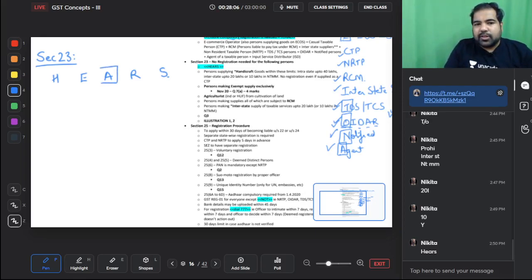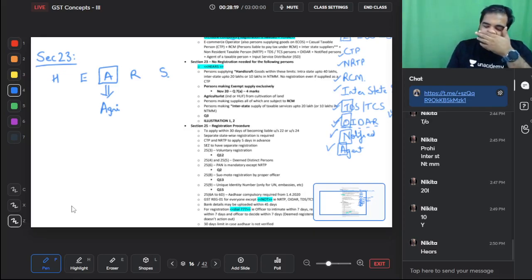First is agriculturist. Guys, agriculturist means not a company, but only an individual or an HUF can be an agriculturist, like a farmer. And when they are supplying goods, they are not subject to tax. We'll see an exemption on agriculture. They are not subject to tax. And hence the government says you are okay. If you're doing agriculture, you don't need to register.